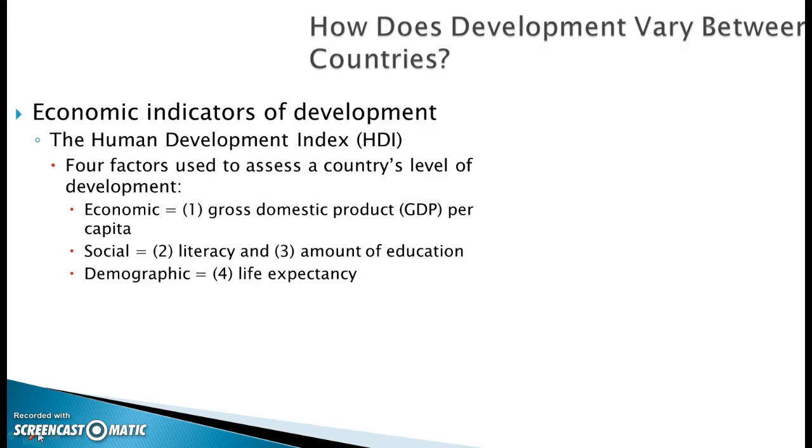Okay, then there's two social factors that we use. The first of which is literacy, and so we take that as a percent of the population, how many people can read and write in their native language, or really in any language, and then what's the average amount of education people receive. Okay, and then the last factor we use is demographic, and for that one we take life expectancy. And life expectancy, remember, is the number of years the average person can expect to live.